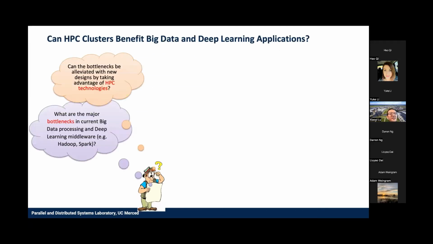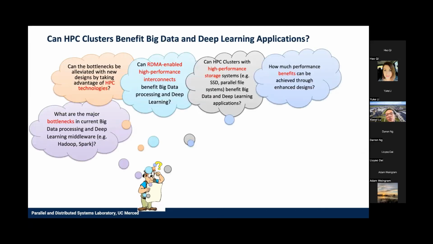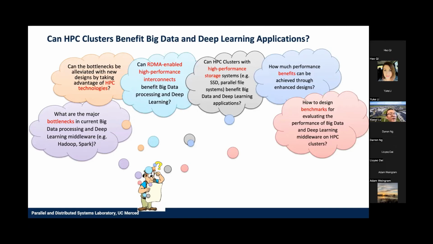So more specifically, you can think there are multiple questions we hope to solve in the community. We want to understand what the bottlenecks are and how we can solve those bottlenecks with the technologies I mentioned earlier. For instance, for interconnects, how can we use RDMA-based interconnects to help move data faster? How can you use high performance storage systems to redesign the IO subsystem? And with this design, how can it benefit the end applications? And also how to benchmark them and analyze their performance.